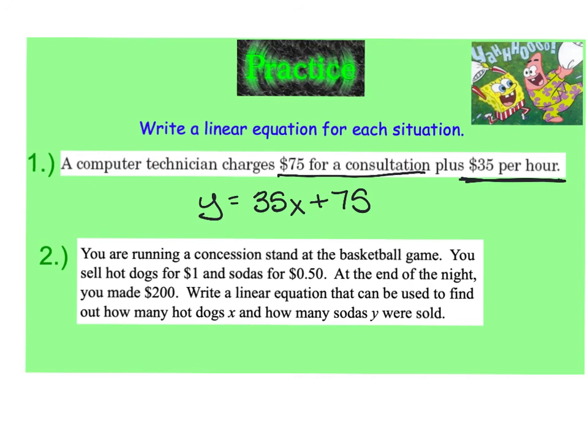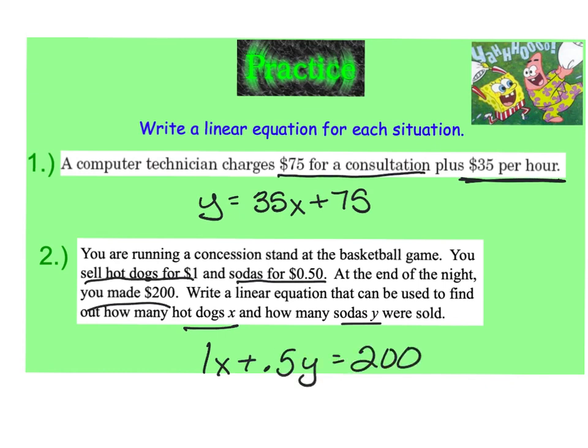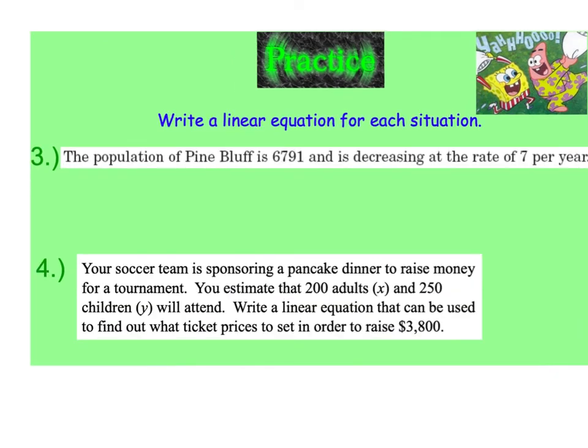Number 2, you are running a concession stand at the basketball game. You sell hot dogs for $1 and sodas for 50 cents. Look at that. Thing 1, thing 2. Hot dogs and sodas. At the end of the night, you made a total of $200. So hot dogs are x, sodas are y. So we have 1x plus 1/2 y equals, and we made a total of $200. Pause the video, try it again.